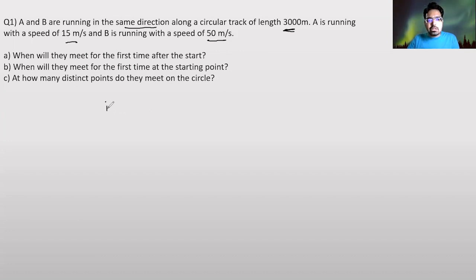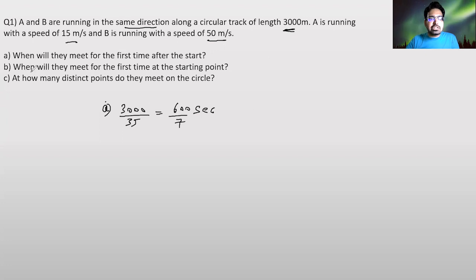So for the first part of it, which is part A, what will be the answer? The answer will be 3000 divided by 35. That is effectively nothing but 600 by 7. So that is the time that they will take to meet for the first time.